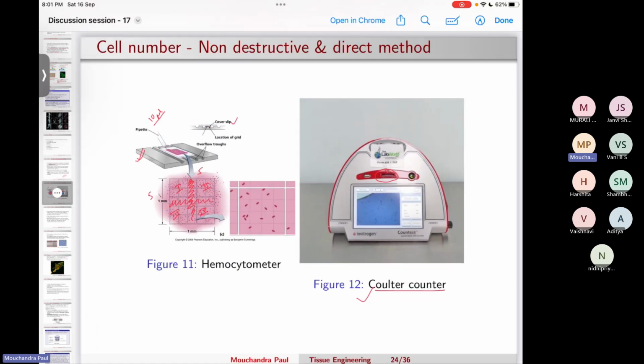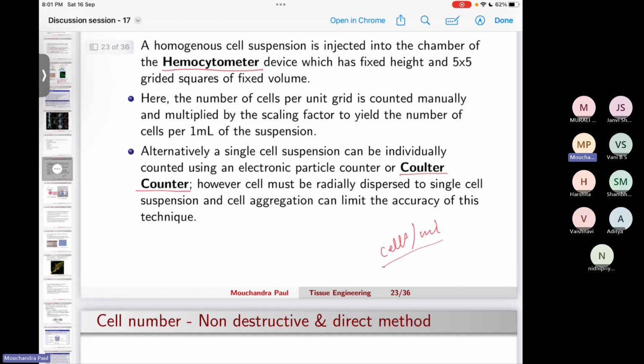But this kind of machine, the cost is more, whereas the use of a hemocytometer is the cheapest technique. So what principle plays here in a Coulter counter? Here you use electrical signals, where each cell is treated as a particle, and there is a detector that helps detect how many cells are there. Through electrical signal, each cell is charged and falls on a detector, and this detector counts the cells and shows you the final cell number.